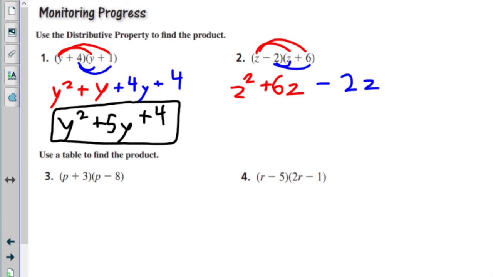And then we're still distributing a negative 2, so it's going to be negative 2 times a positive 6. Negative 2 times a positive 6 is going to be negative, 2 times 6 is 12. So we had negative times a positive was a negative. 2 times 6, 12.